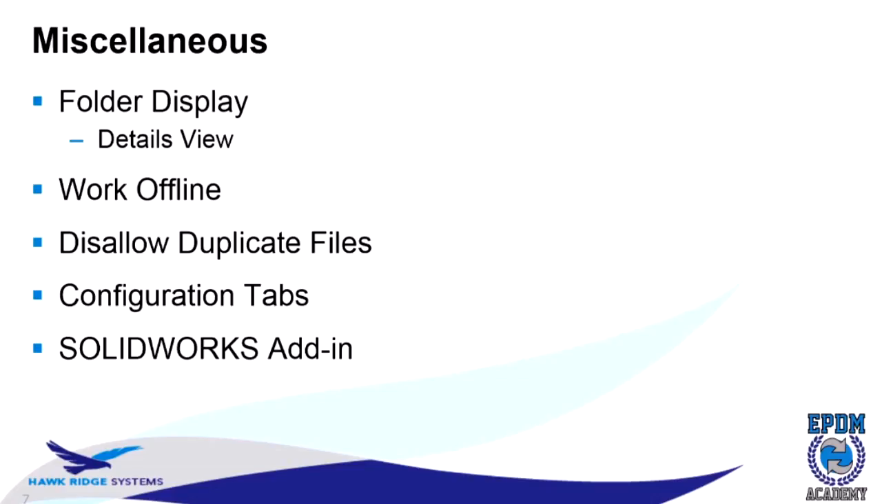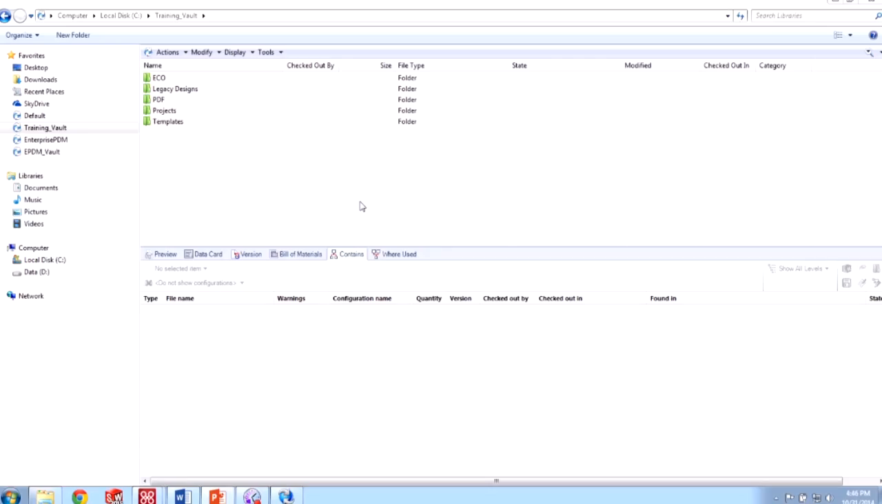How do we use the work offline feature to continue working with files even if we're not connected to the database? How do we disallow duplicate file names from being used inside our vault? And then how do we use the configuration tabs and make sure that we're looking at the correct metadata and information about our files in EPDM? And then finally, how do we customize the SOLIDWORKS add-in? So we'll talk about each one of those here for the miscellaneous and tips and tricks.